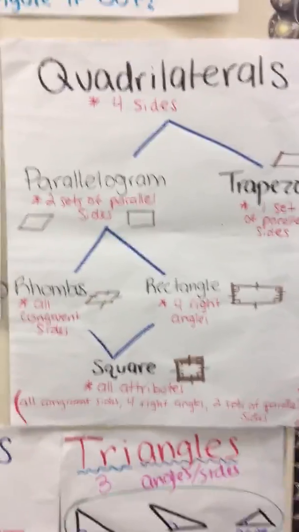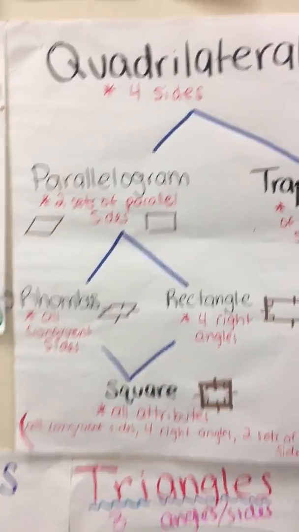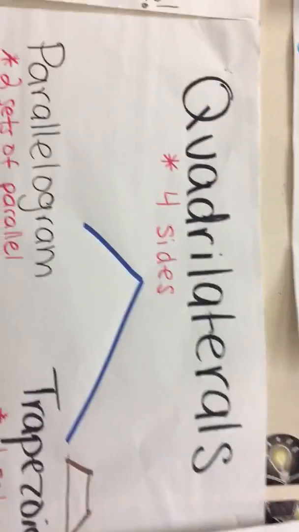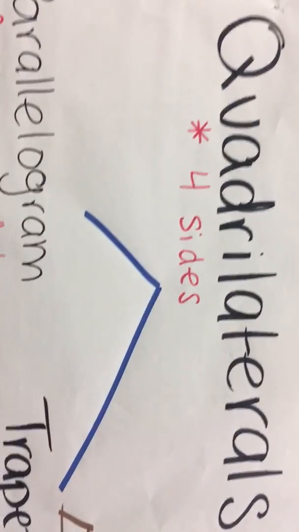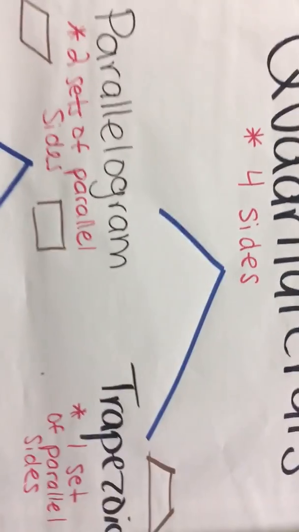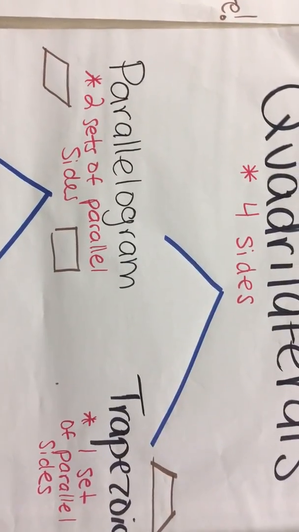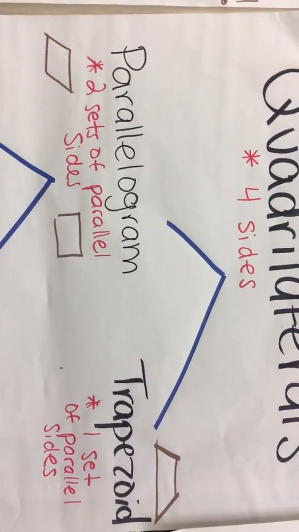Now quadrilaterals are sorted really special. All right, quadrilateral means that they have 4 sides. So if you're a shape and you have 4 sides, you're quadrilateral automatically. Okay, then they go to 2 different kinds of quadrilaterals, a parallelogram and a trapezoid.